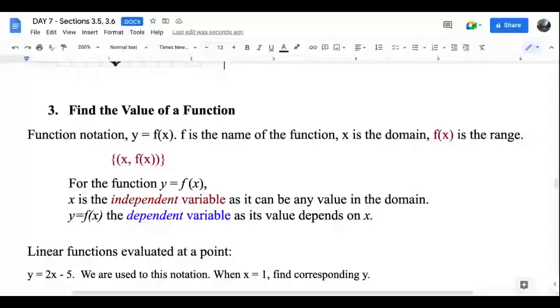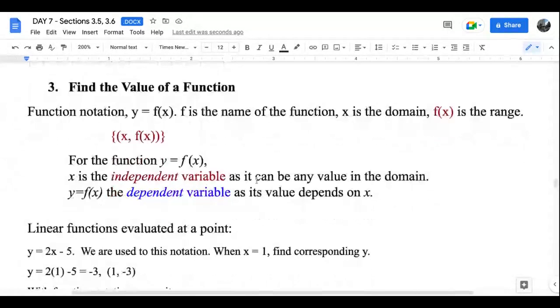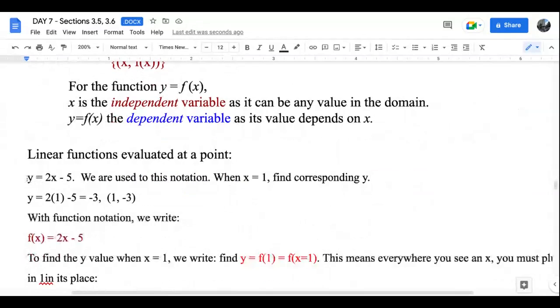Okay, if we are given a function, we can evaluate the function, and we call the result the function value. Let's see this one. So this is a linear function.